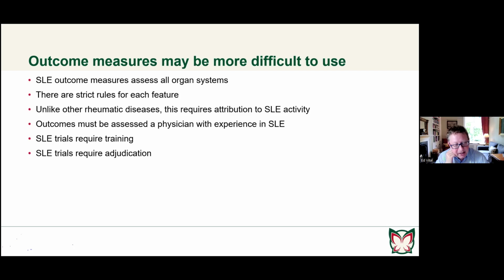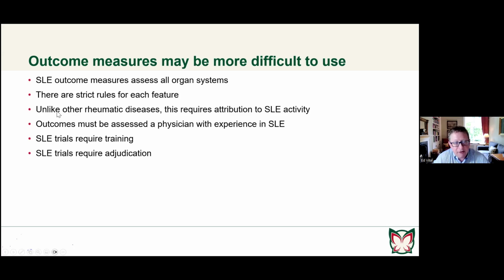You've got inflammation in every possible organ, and that means that there are so many other different diseases that need to be excluded when you assess each organ. We don't want to score eczema as a rash, for example. We have to make sure we're scoring only lupus. So there are strict rules for each feature. So there's a lot of organ features to go through. Each one has strict rules.